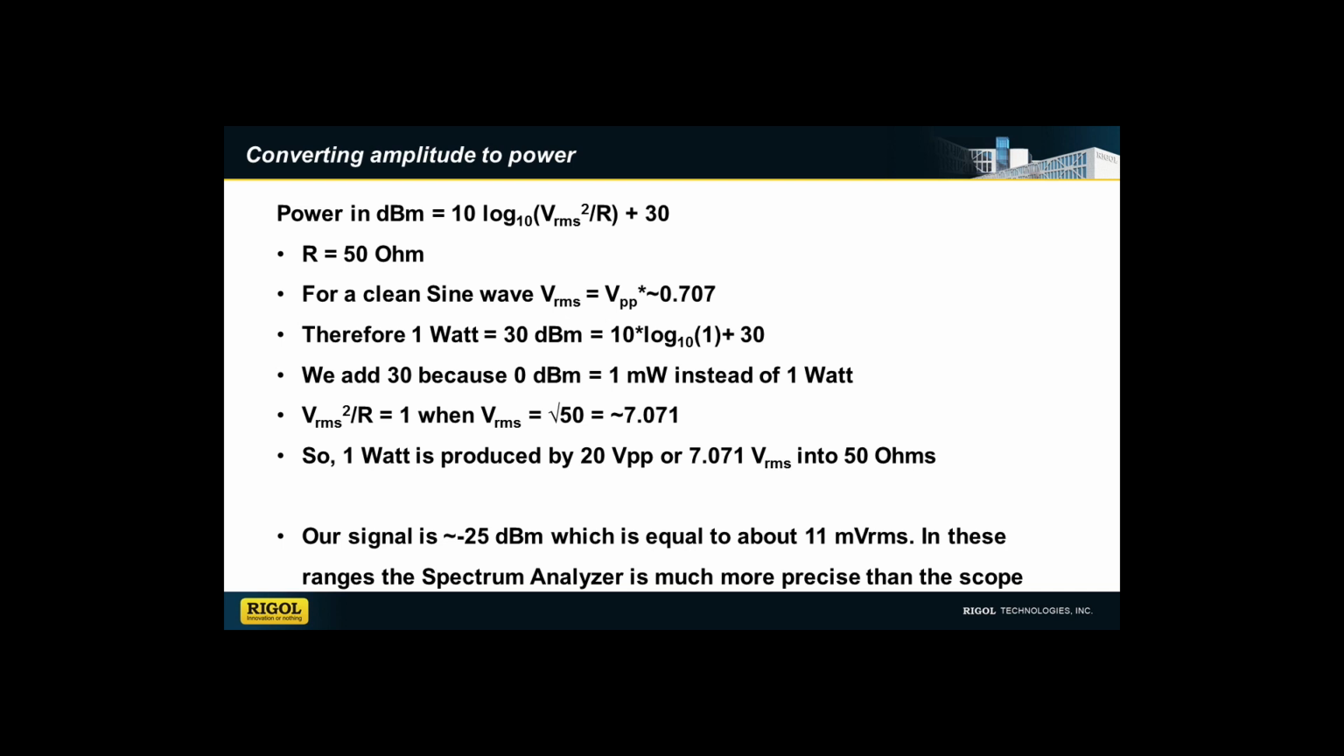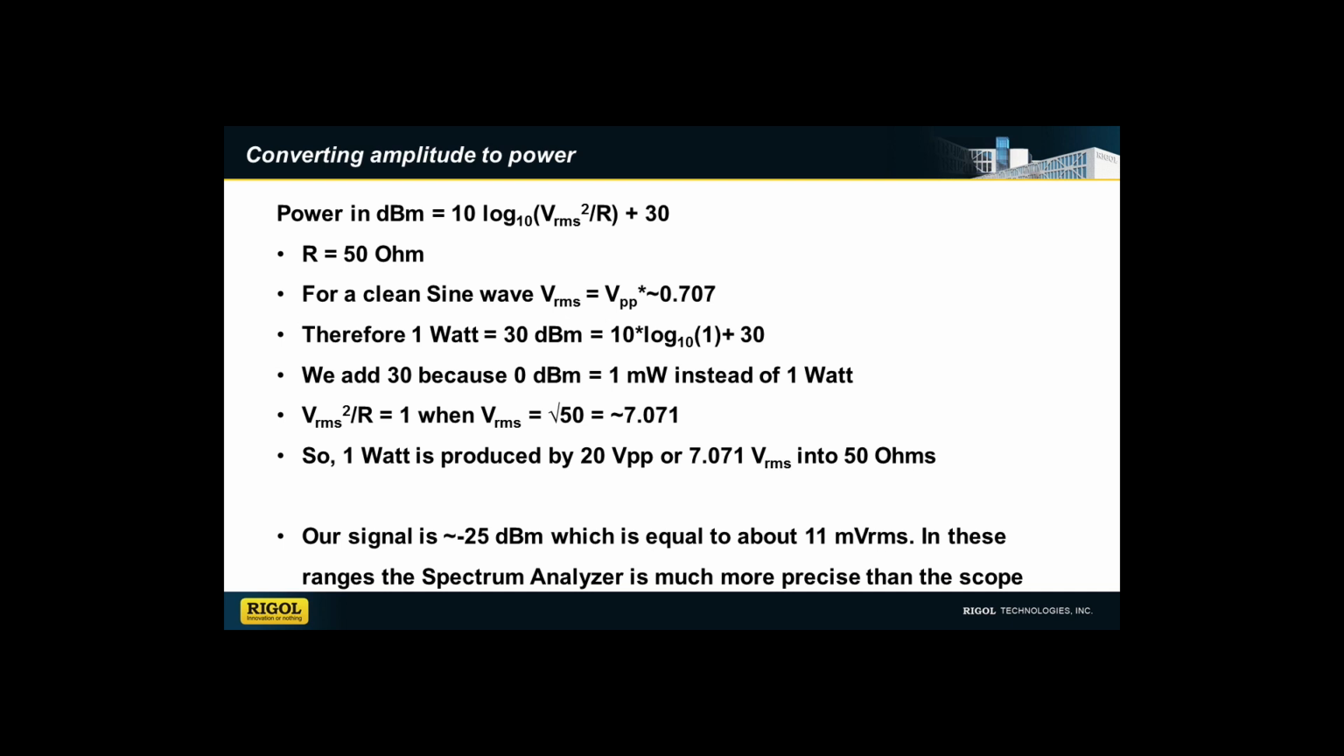So how do we convert between voltage on the oscilloscope and power on the spectrum analyzer? Well, power, in this case, is measured in dBm, which follows the equation here. On this spectrum analyzer, like most, we use a 50 ohm resistance. For any of these measurements, you can know a clean sine wave has a volt RMS equal to about 0.707 times the peak-to-peak voltage. That's the square root of 50.